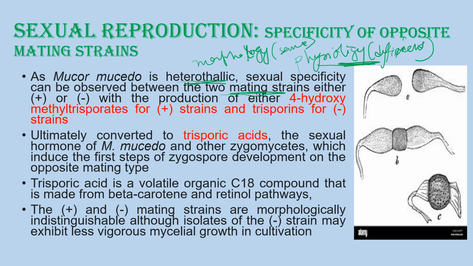They produce different types of proteins and all that help in mutual attraction. So these two types of strains, the positive and negative strain, and when the opposite strain mycelium is close enough, they produce trisporic acid, which is an attractant. And only if this trisporic acid is present do the mycelia form this progametangia type of structure. So this is the progametangia.